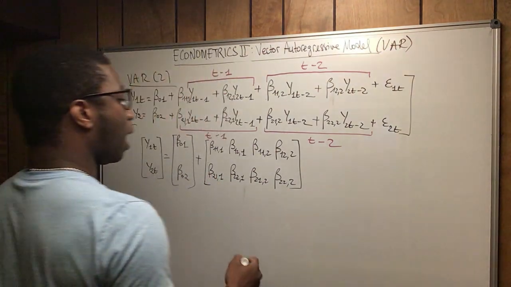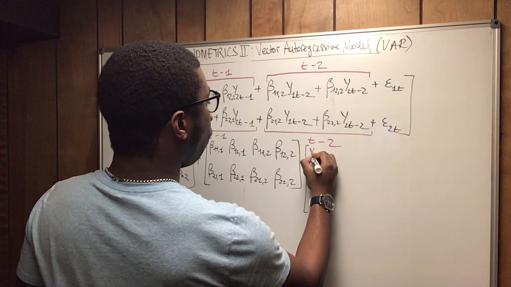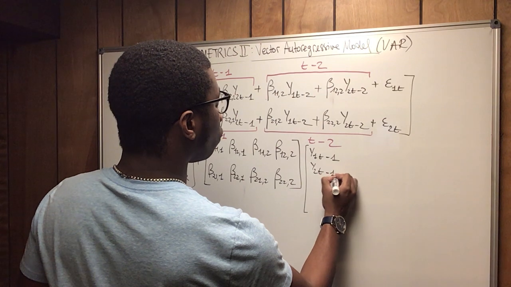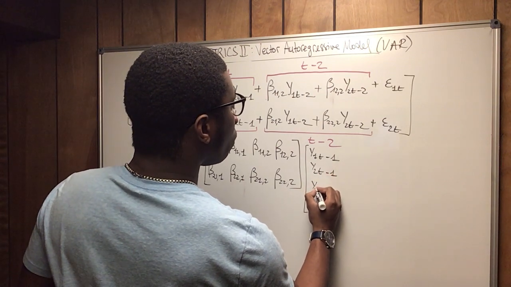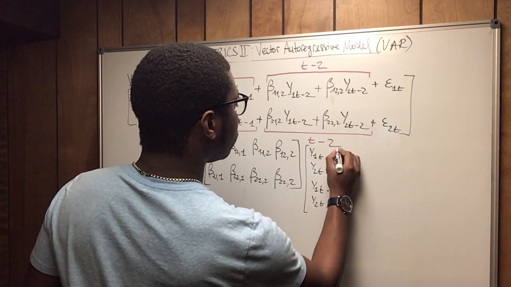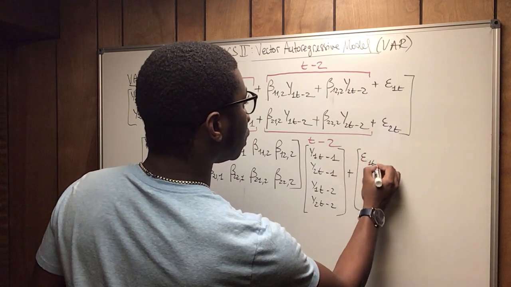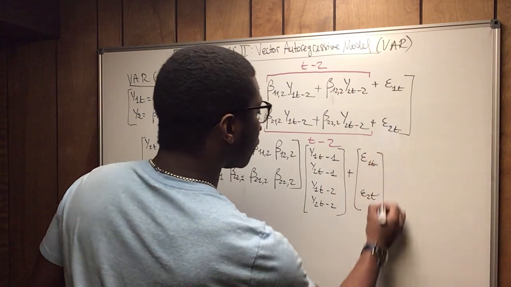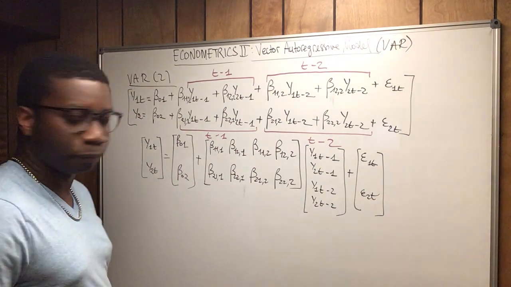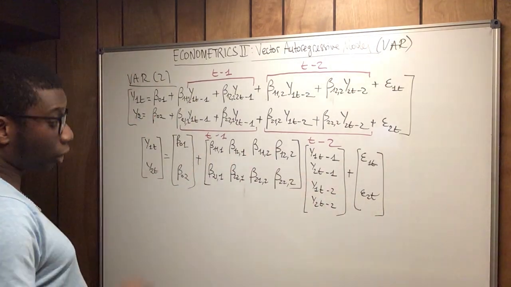Now we're going to group our variables together. So we have here y1t minus 1, y2t minus 1, y1t minus 2, y2t minus 2, plus the epsilon 1t and epsilon 2t. This is the matrix form of the VAR 2, and we can always do the multiplication to make sure that everything matches.